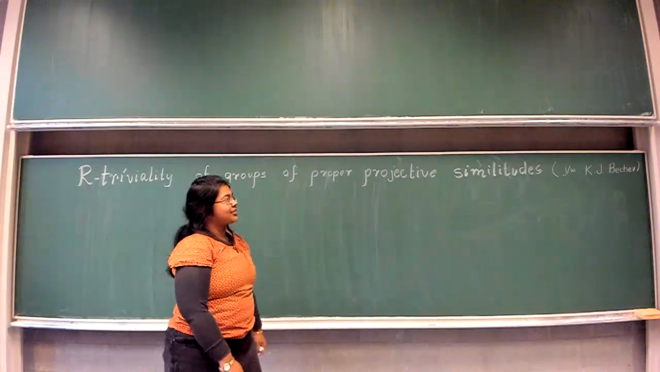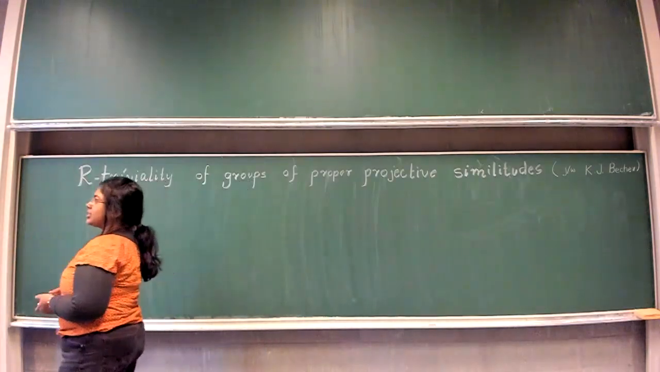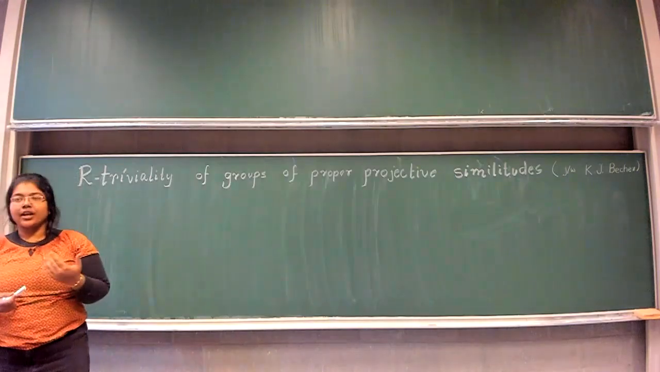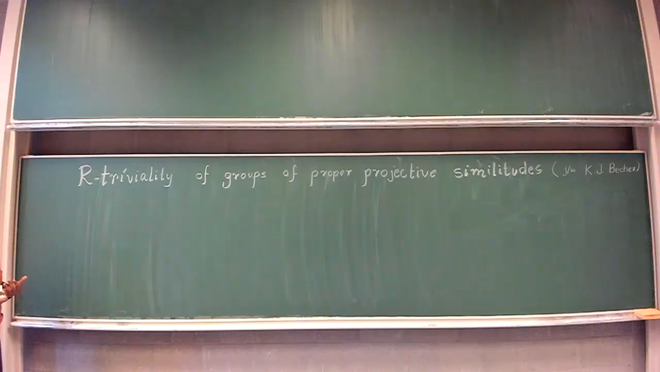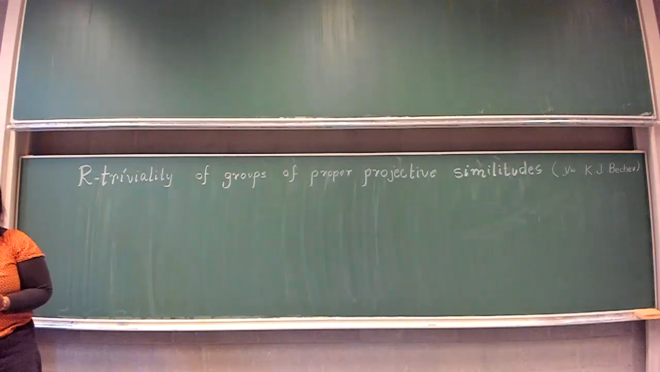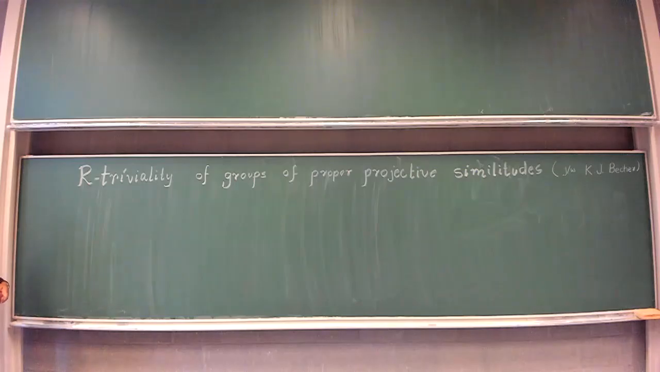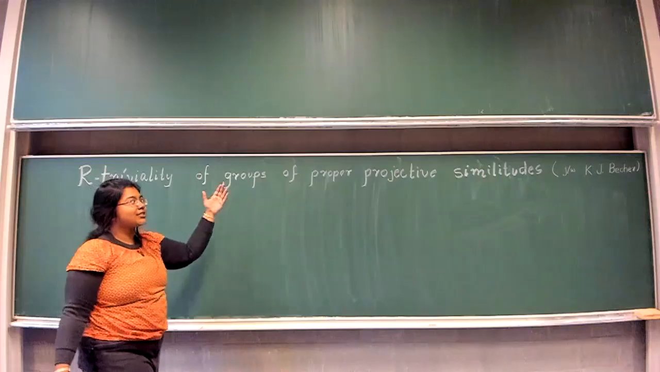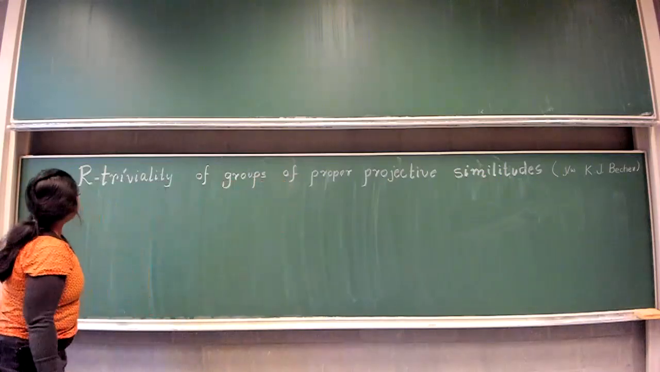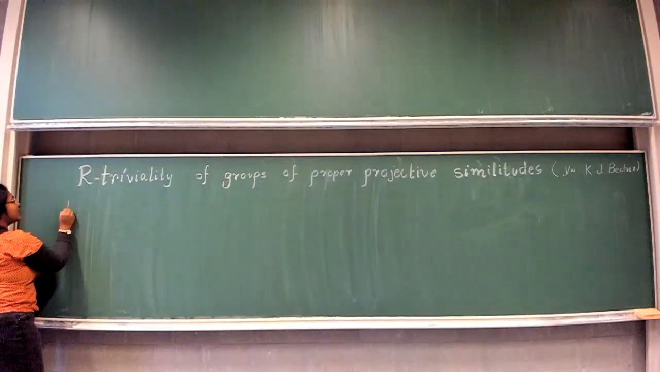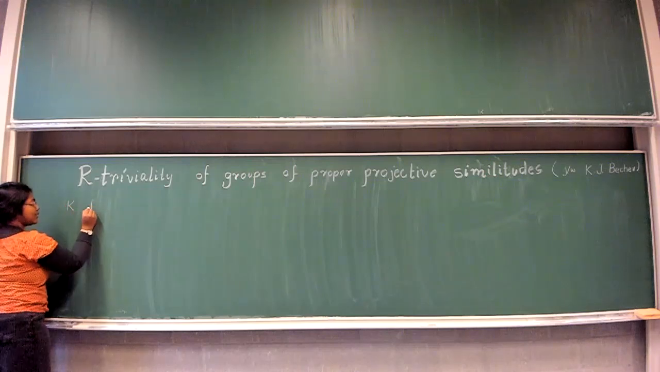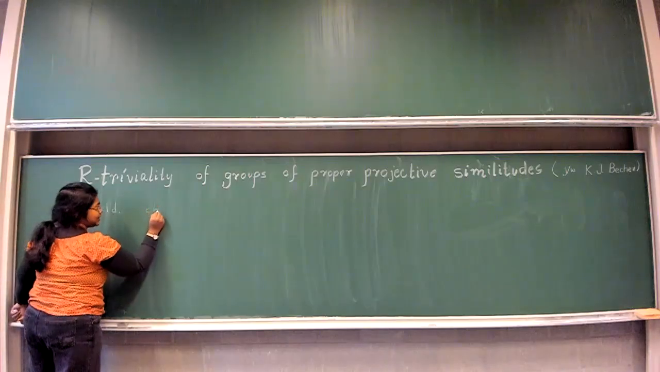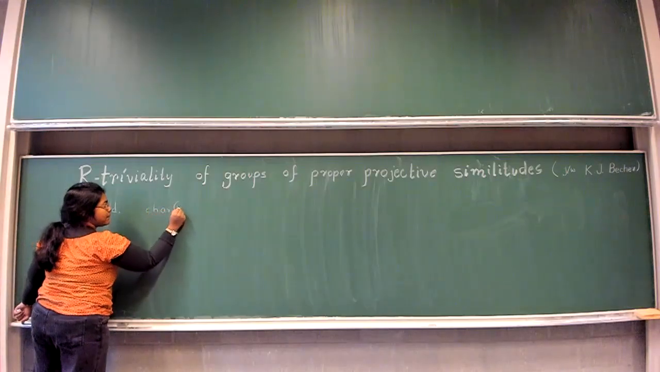Hello everyone. Today we will talk about R-triviality. It's a weaker version of rationality, and we will see for the underlying variety whether that holds for this proper projective similitude. So first, let's see what this proper projective similitude is. For the whole context, K will be our base field, and we will go with characteristic different from 2.